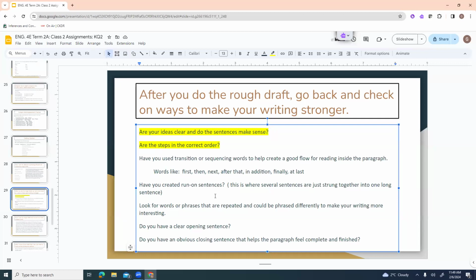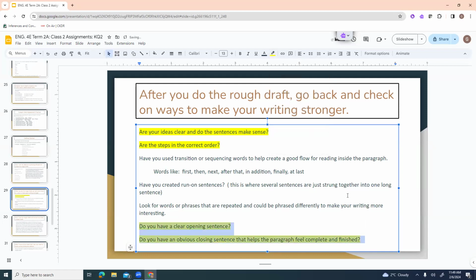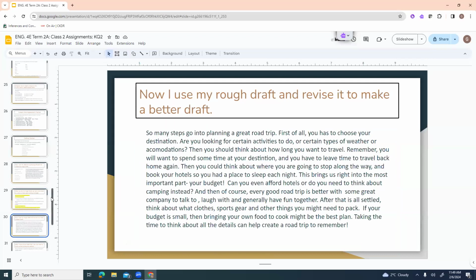Look for words or phrases that are repeated and could be phrased differently to make your writing more interesting. Do you have a clear opening sentence? And do you have an obvious closing sentence that makes the paragraph feel complete and finished? Okay. So I was talking about big things I look for. These are the other two big things I look for. If you're not following correct paragraph format, that will cause you to lose marks. Really common is someone puts a good opening, but they forget to do a good closing.